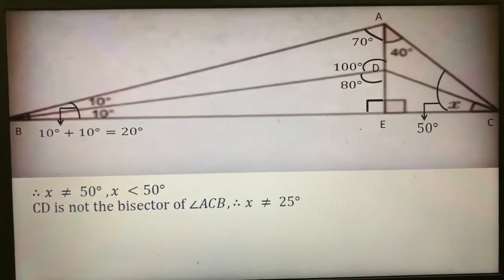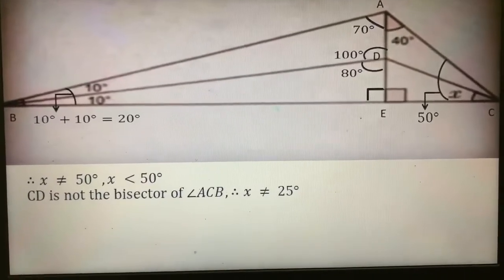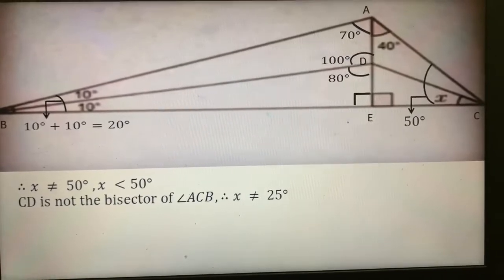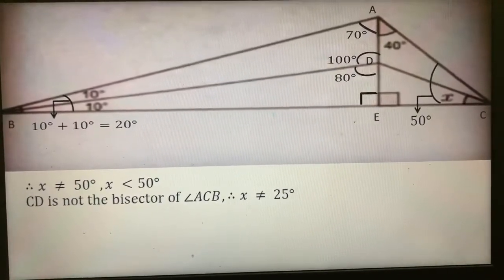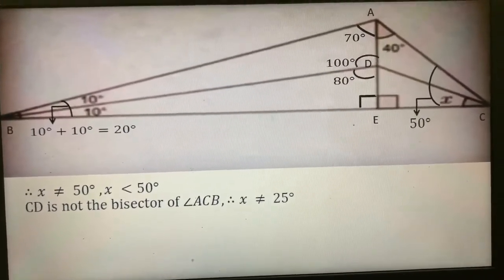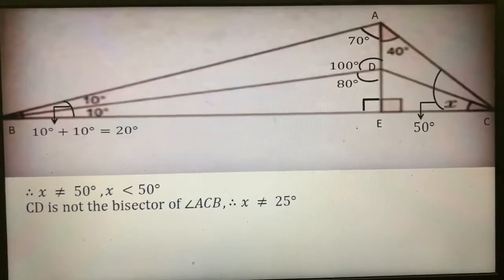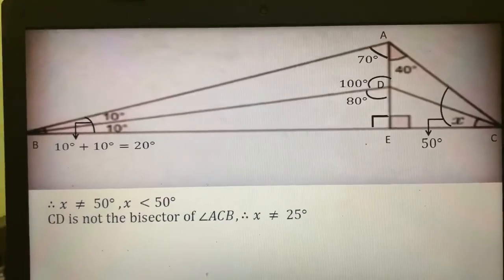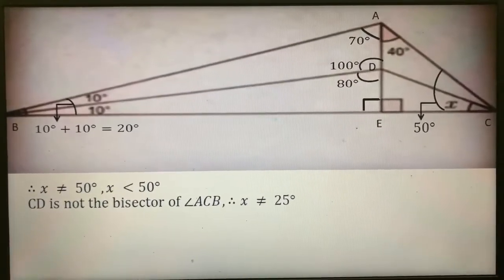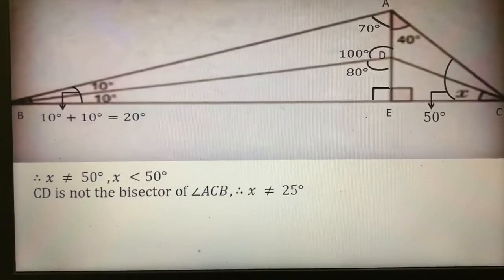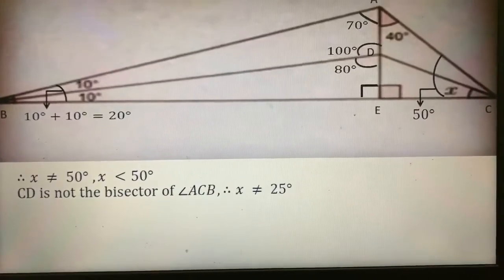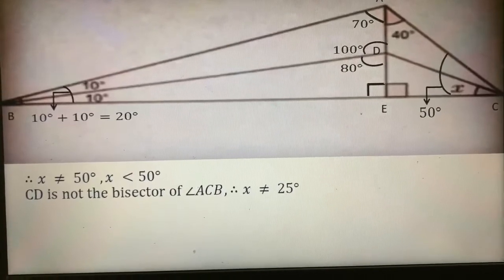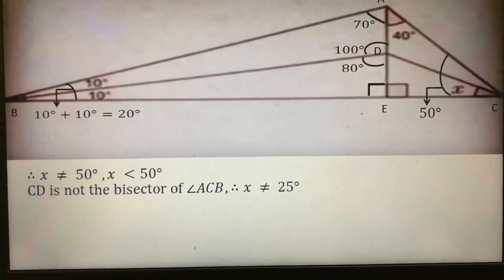We know BD is the bisector of angle ABE. It's given in the problem. But from there we cannot assume that CD is the bisector of angle ACB just because these two lines are meeting. No, it's not given in the problem, and whatever information is not given in the problem, we cannot assume for the ease of calculation. So x is also not equal to 25 degrees. There is no valid proof that CD is the bisector. So x is not equal to 25 degrees.